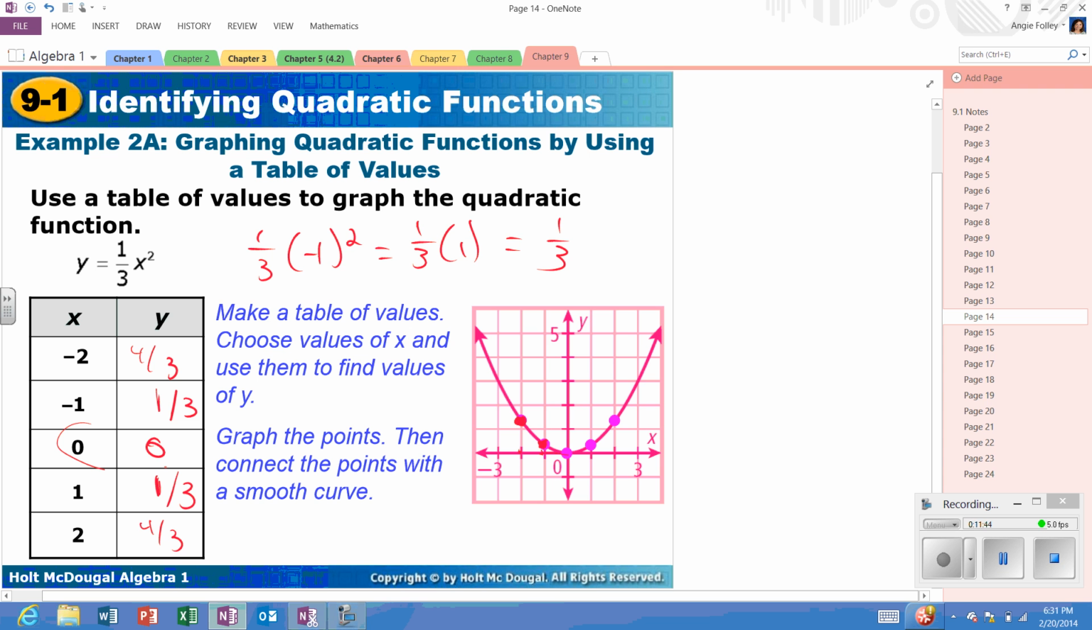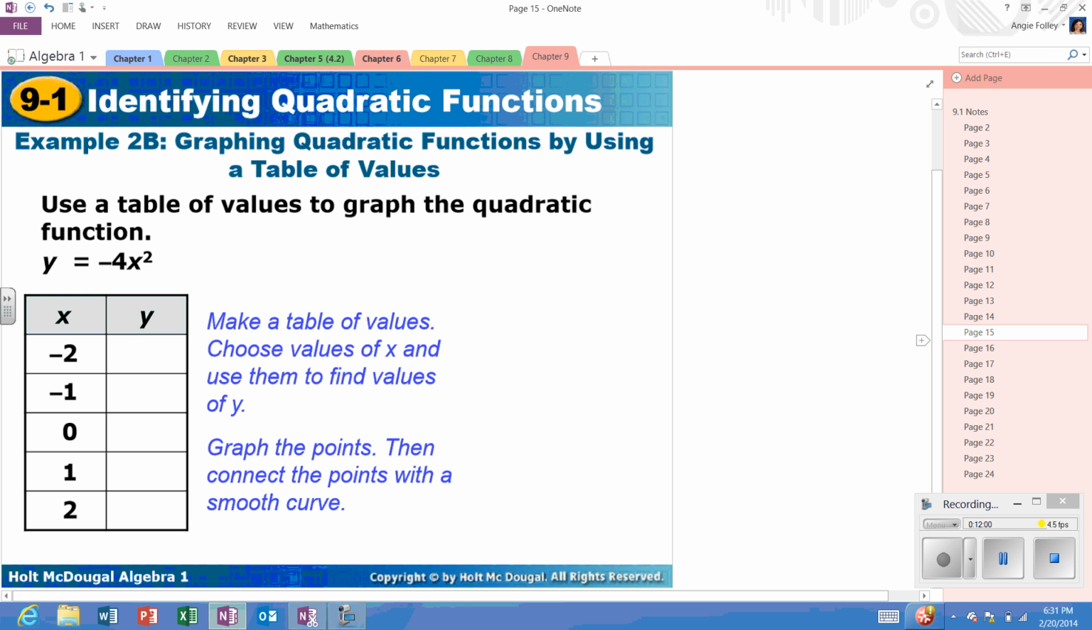Okay, so my other point, 0, 0, is right here. If I go over 1 and up 1/3, there's my other point, and over 2 and up 4/3 is my other point. And then it's just a smooth curve. I know that didn't look very smooth, but that's a smooth curve to connect the points.